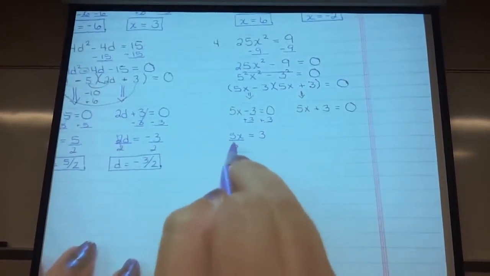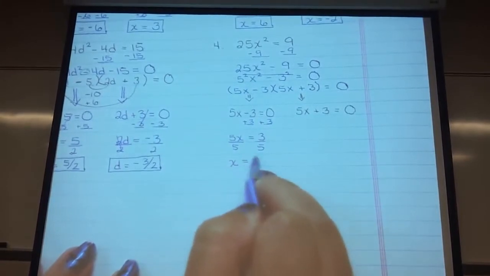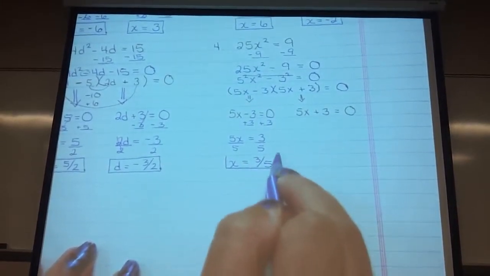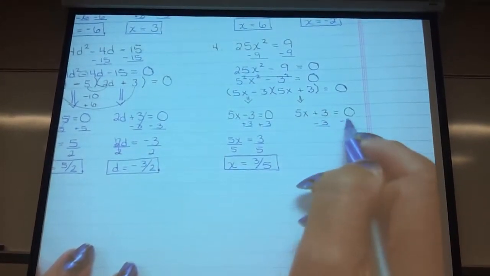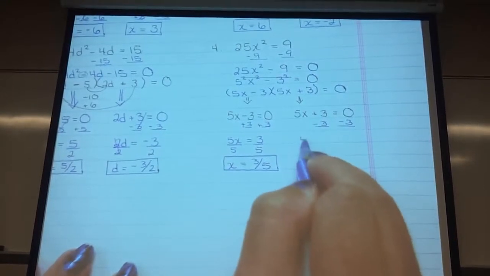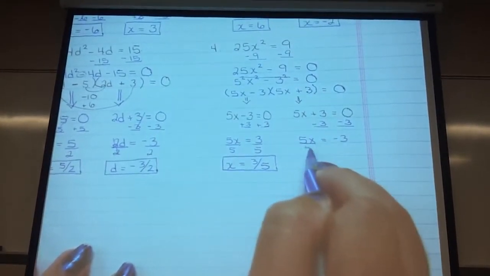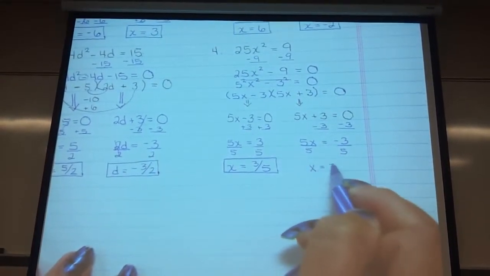Divide by 5 to each. So you should be getting 3 over 5. That's the first one. And here, I'm going to subtract 3. So 5x equals negative 3. Again, divide by 5. x equals negative 3 over 5.